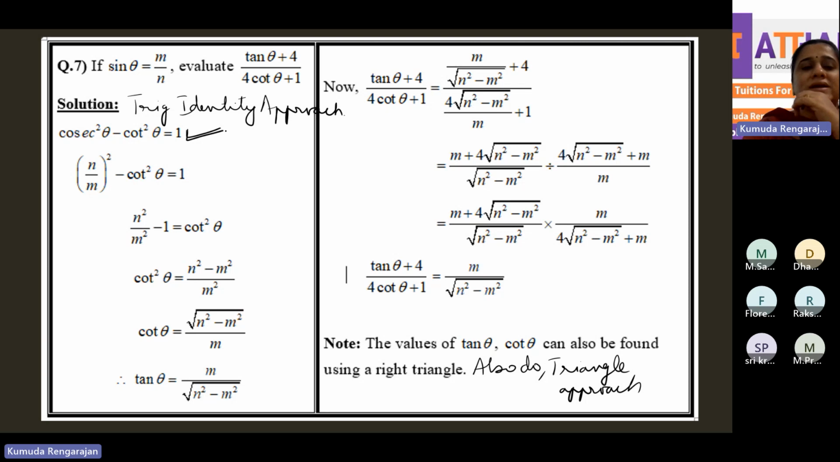Cosecant square theta minus cot square theta is 1. Sine theta is m by n, so cosecant theta is n by m. Working this, you can find cot theta, and once you find cot theta, its reciprocal is tan theta. So now we have found tan theta and cot theta. We'll have to substitute and evaluate.